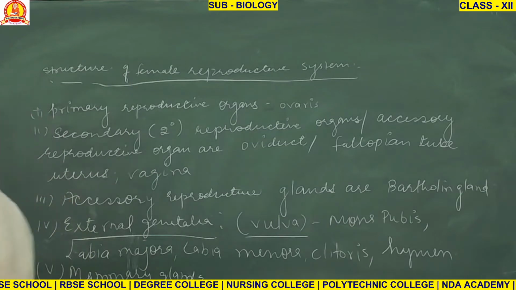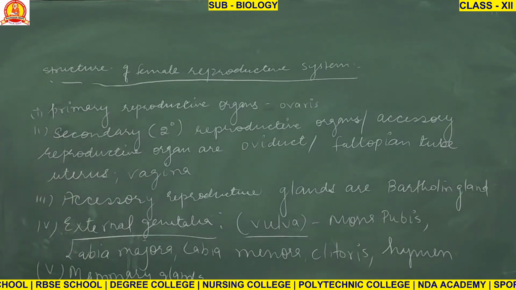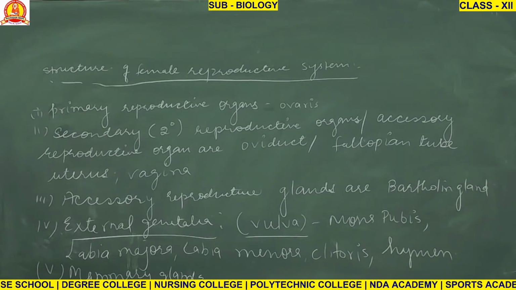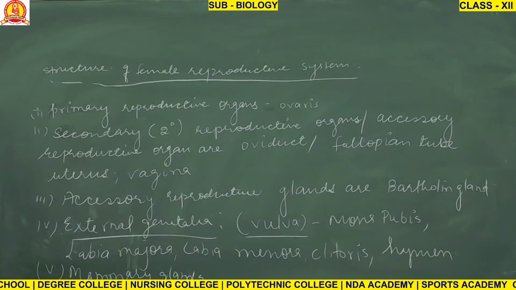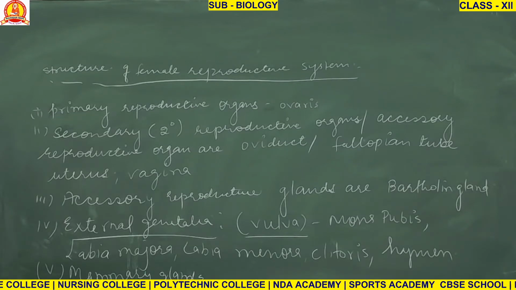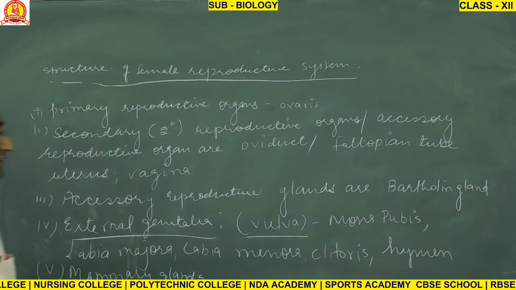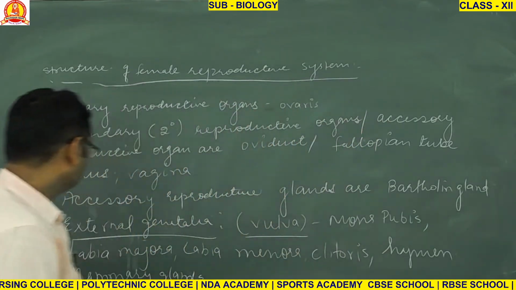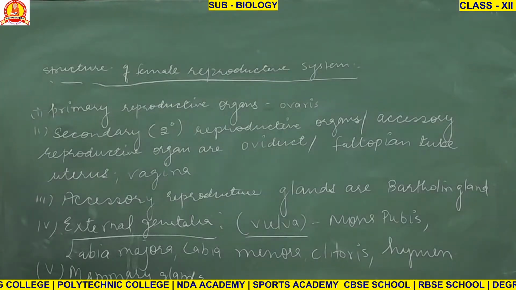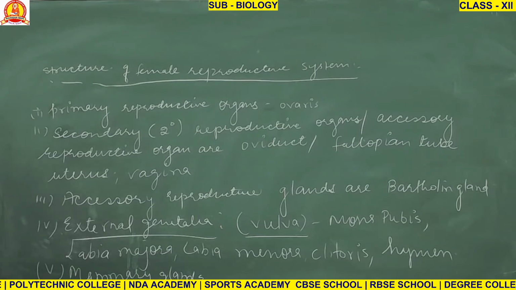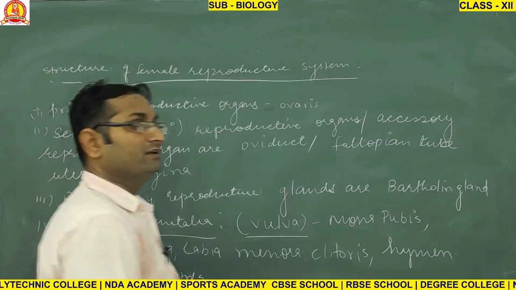First one is primary reproductive organs, the different parts of female reproductive system. First part is primary reproductive organs or ovaries. Second part is secondary or accessory reproductive organs: oviduct or fallopian tube, uterus, vagina. Then third one is accessory reproductive glands or Bartholin gland. Then fourth one is external genitalia, also known as vulva. These are the mons pubis, labia majora, labia minora, clitoris and hymen.